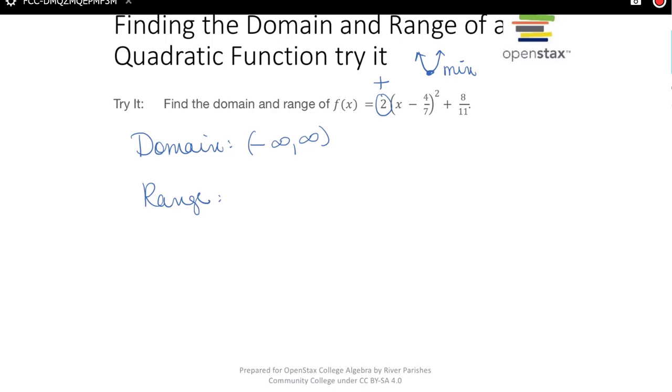k, and I'm going to go up to positive infinity. So from k to infinity. So I need to find out what k is. But luckily, this is vertex form. And look, there's k right there. So hopefully you recognize that. So it goes from 8 over 11 to infinity. Hooray. That was easy.